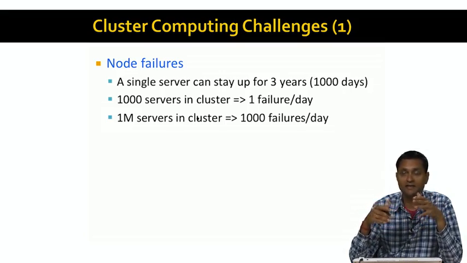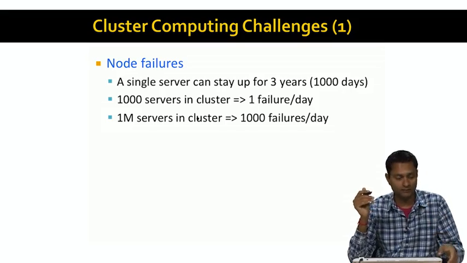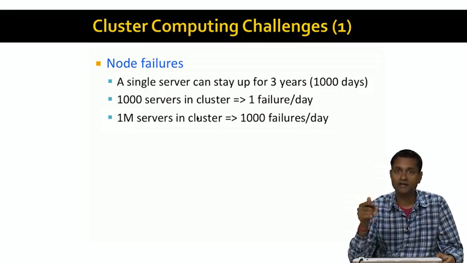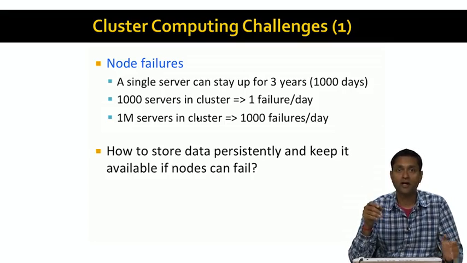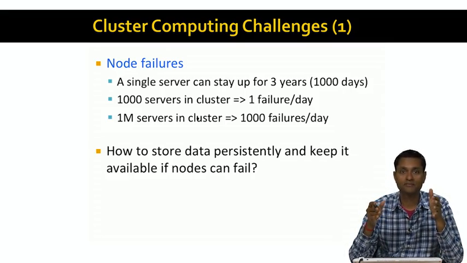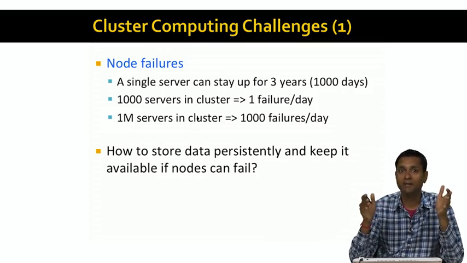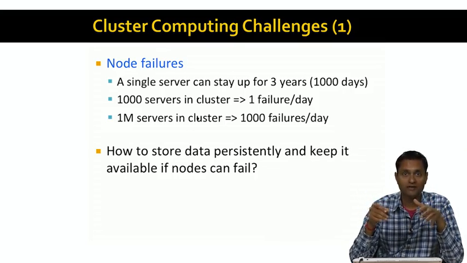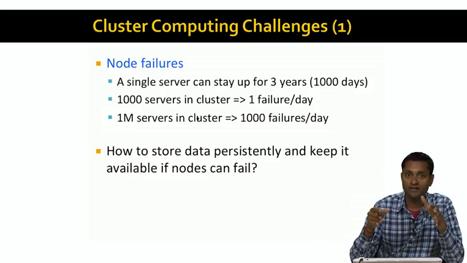Failures on that scale introduce 2 kinds of problems. The first problem is that if nodes are going to fail and you're going to store your data on these nodes, how do you keep the data stored persistently? What does this mean? Persistence means that once you store the data, you're guaranteed that you can read it again. But if the node on which you stored the data fails, then you can't read the data. You might even lose the data. So how do you keep the data stored persistently if these nodes can fail?